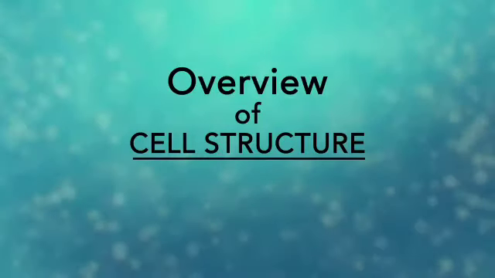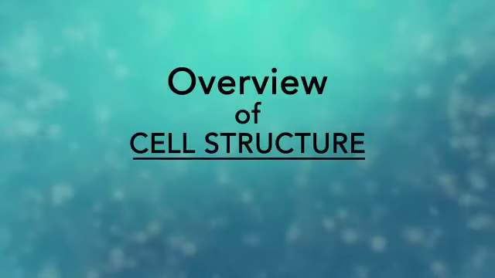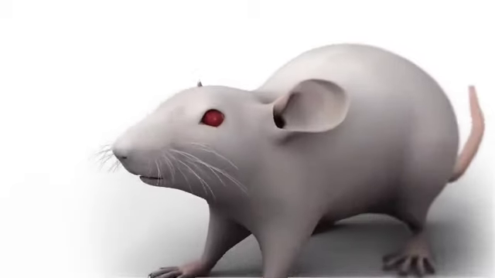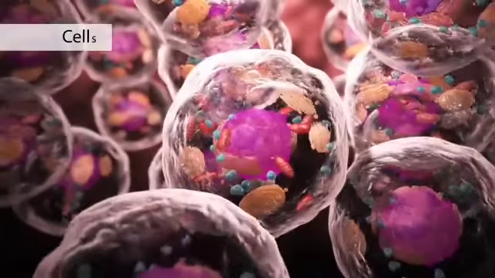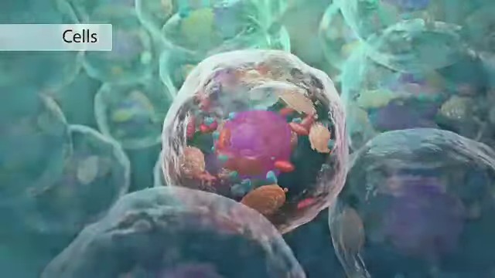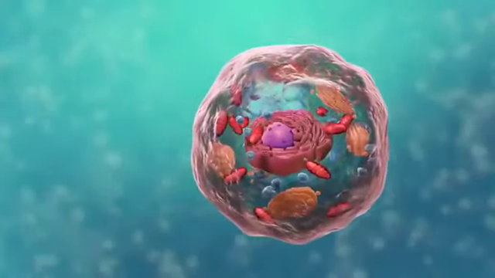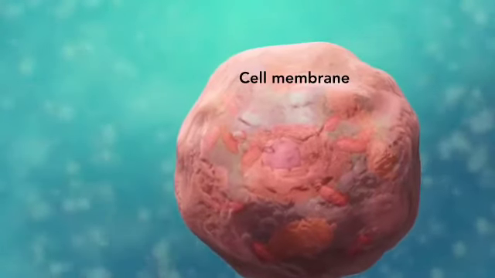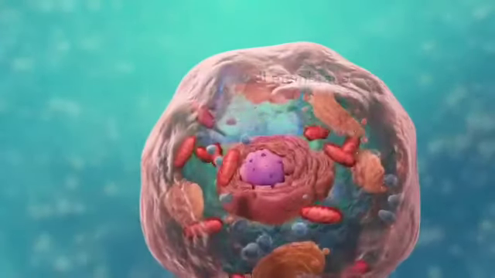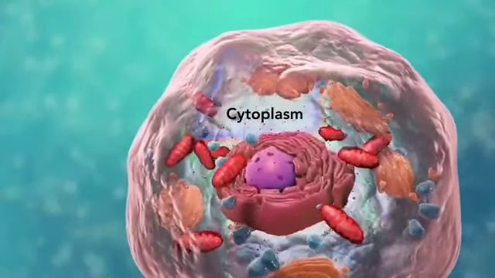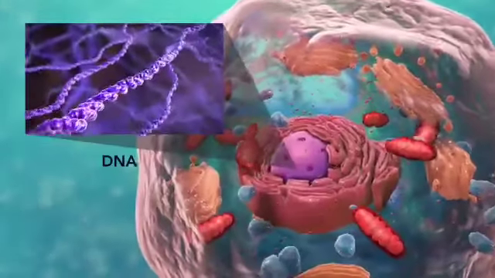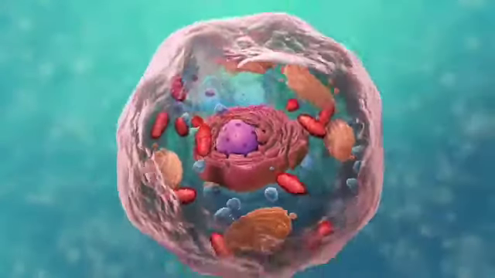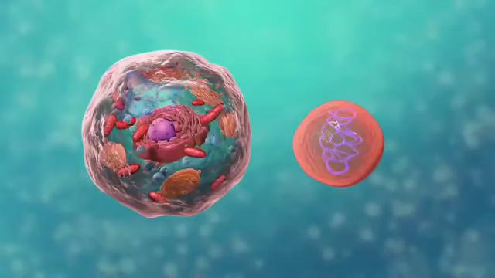Overview of cell structure. So we will discuss the structure of the cell in brief. Cells are the smallest living units of an organism. All cells have three things in common, no matter what type of cells they are. All cells have a cell membrane which separates the inside of the cell from its environment. Cytoplasm, which is a jelly-like fluid, is present inside the cell. DNA, which is the cell's genetic material, is also there.